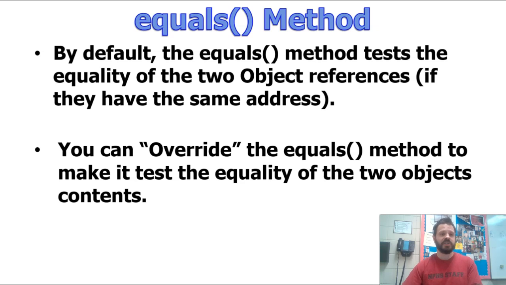So again, what we just mentioned a second ago, by default, the equals method tests the equality of the two object references, if they have the same address, and you can, in quotes, and we'll explain in a second, override the equals method to make it test the equality of two objects' contents based on whatever criteria you're looking at.